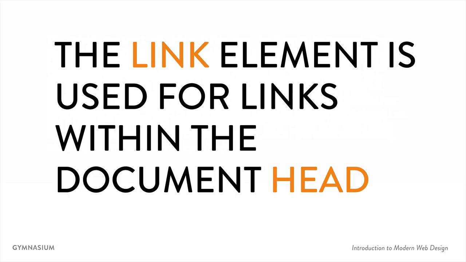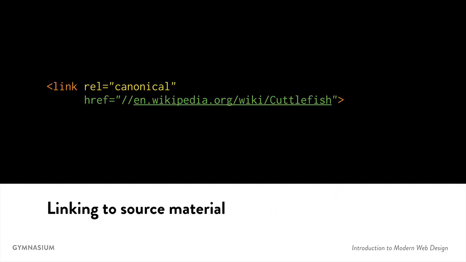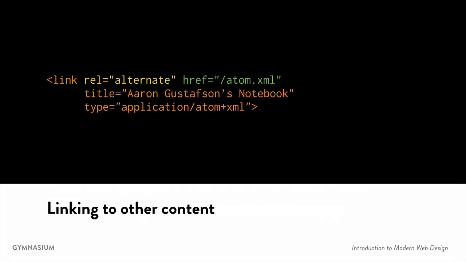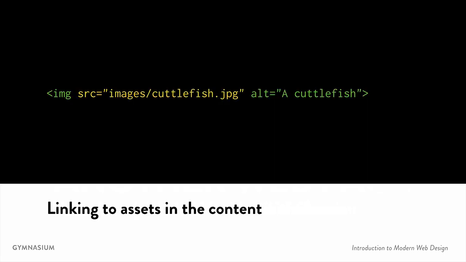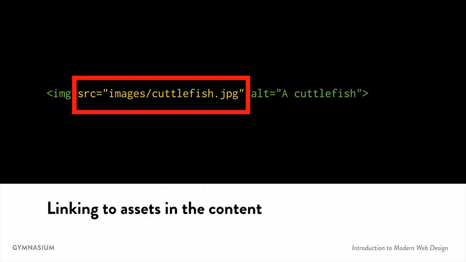Now we can also, as we saw earlier with the canonical example in one of the earlier chapters, link to other pages within the head of the document using the link element. We saw that with rel equals canonical, so for the canonical information about this particular site. We can also use it to link to alternate content. This is an example from my blog, which links to an XML file for the Atom feed for my site. Now the last one I want to go over is the image element, which is used to embed images, obviously, into the page. And just as you would suspect, and as we've seen in a couple of examples already, you use the source attribute on the img tag to say where that image is.